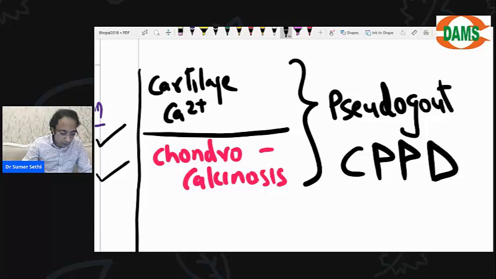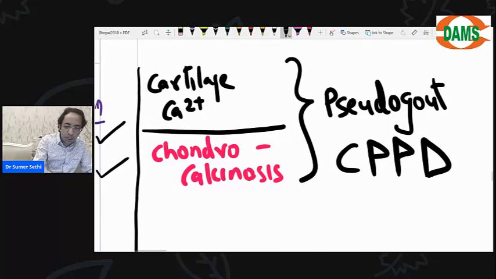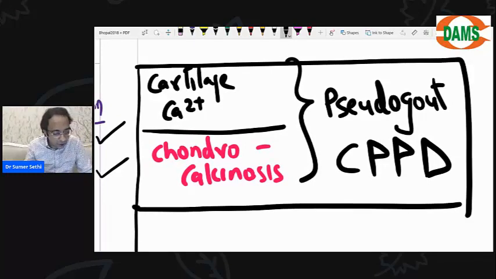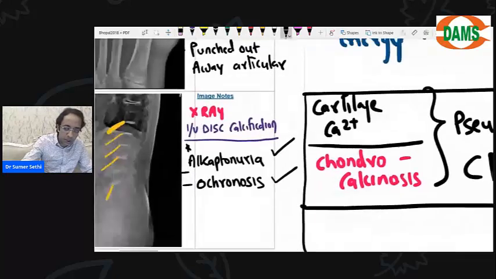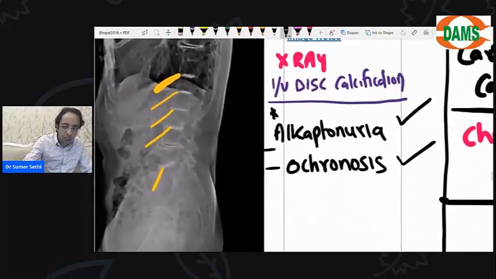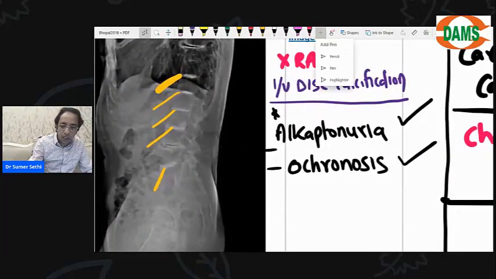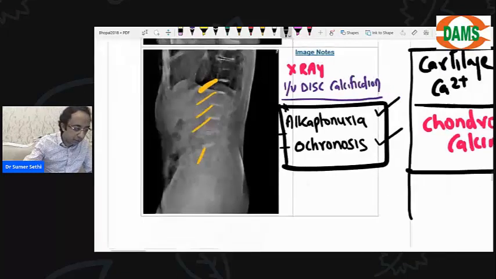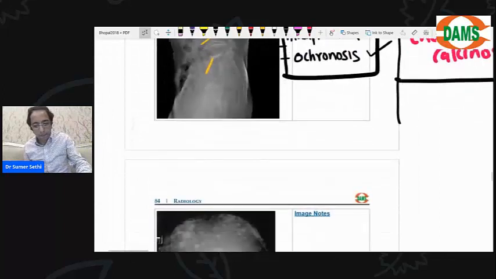Okay, are you clear with this or not? Are you able to understand this? So chondrocalcinosis is a feature of pseudo gout, which is nothing but calcium pyrophosphate deposit. Okay, while alkaptonuria will have disc calcification basically. Okay, now let's see if you can answer.